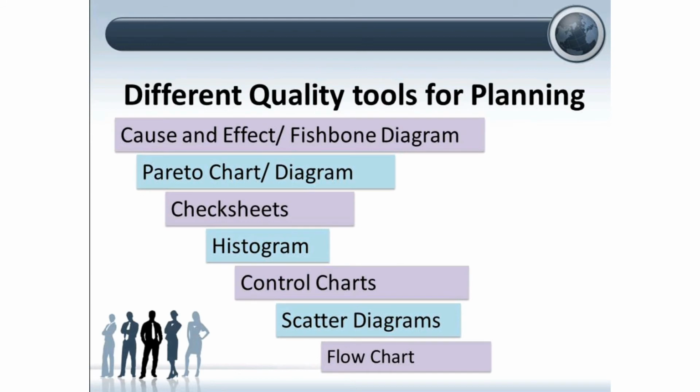So here are the different quality tools for planning. Number 1, cause and effect or fishbone diagram. Number 2, Pareto chart or diagram. Number 3, check sheets. Number 4, histogram. Number 5, control charts. Number 6, scatter diagram. Number 7, flow chart.